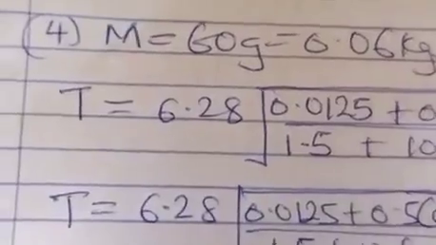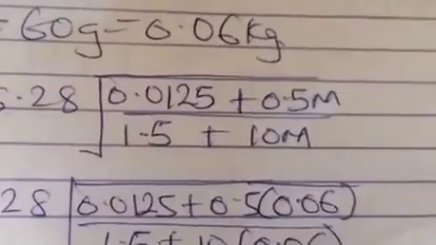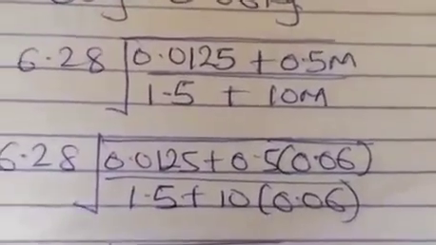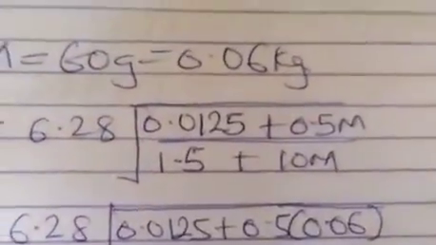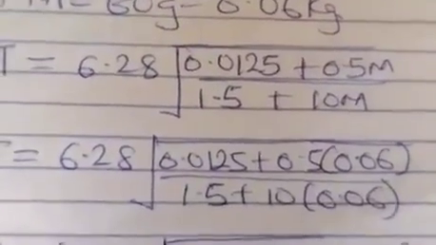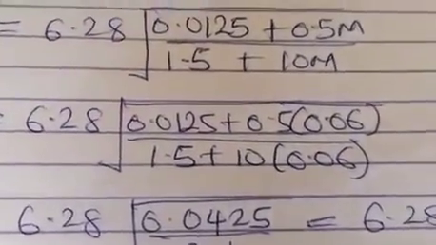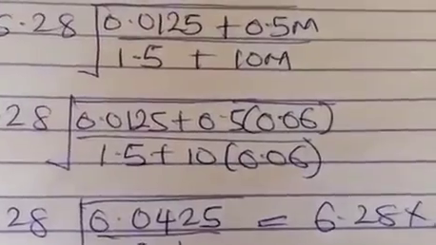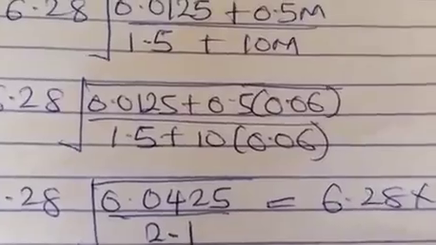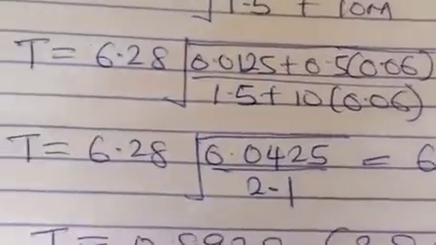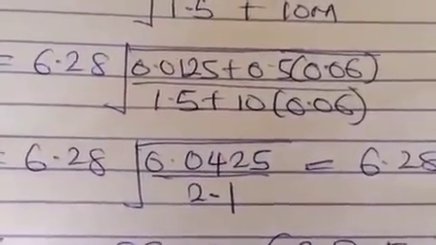So for the mass of 60 grams, convert to kg by dividing by 1000, and apply a similar formula that we'll be using: T equals 6.28 square root of 0.0125 plus 0.5 m all over 1.5 plus 10 m. Substitute m now with 0.06. Make sure that you convert all your masses to kg. So that becomes 6.28 multiplied by the square root of 0.0125 plus 0.5 into 0.06 all over 1.5 plus 10 into 0.06.